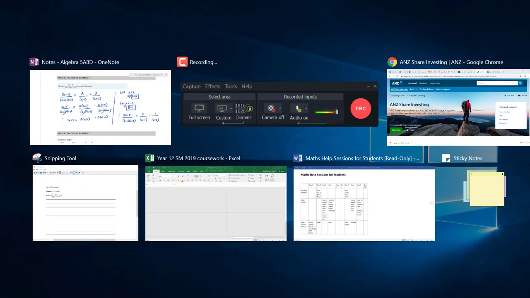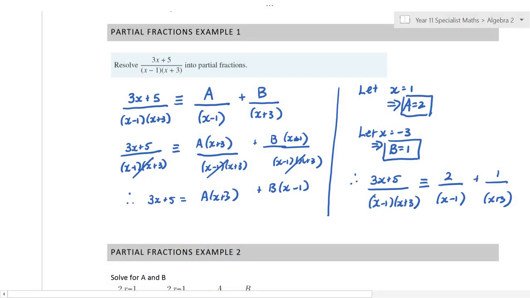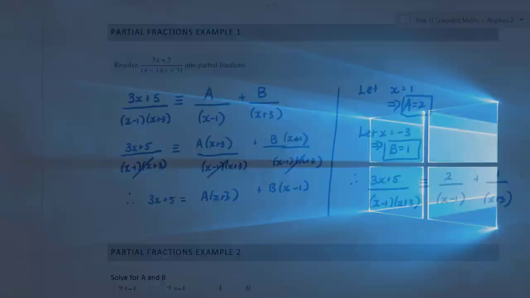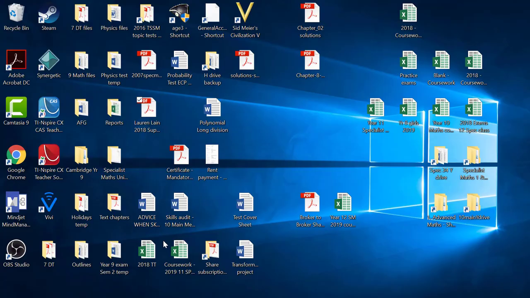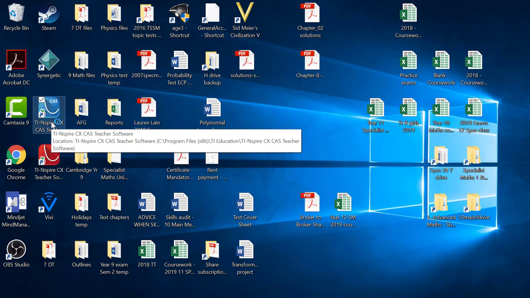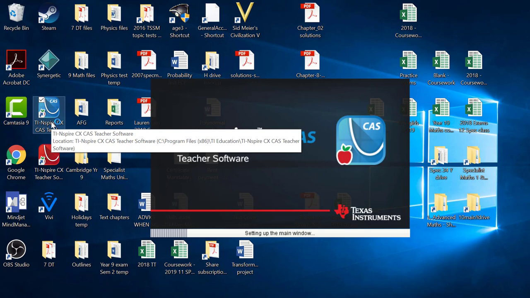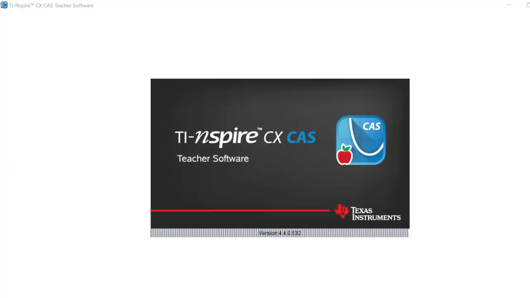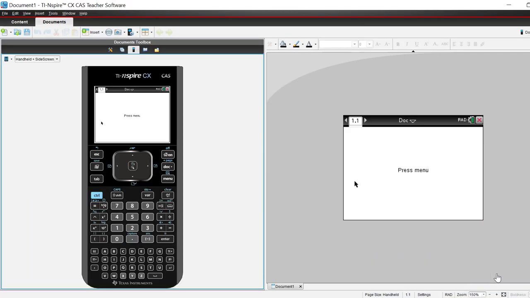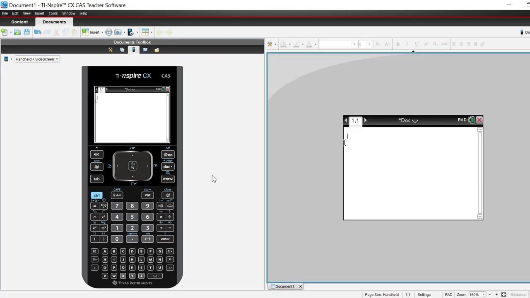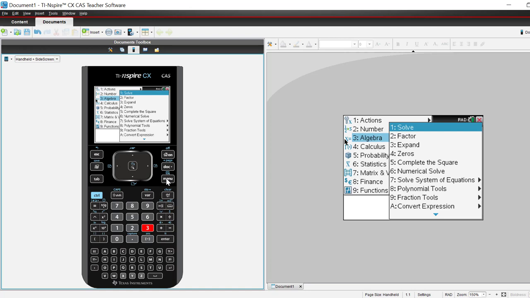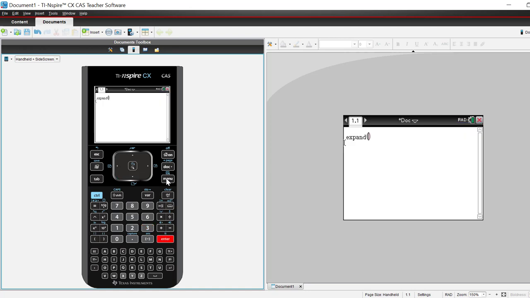Now, just quickly, I want to get to my calculator. Okay, so let's open up a calculator and let's check if we're right. So get your calculators out now, ladies and gentlemen. In your calculator, what we're going to do is go to menu, algebra, and I think it would be expand.